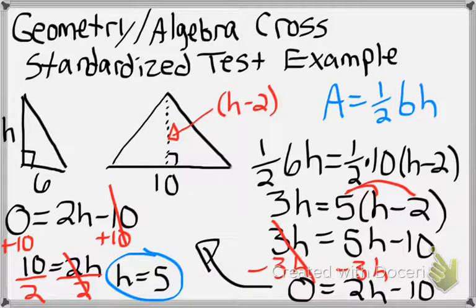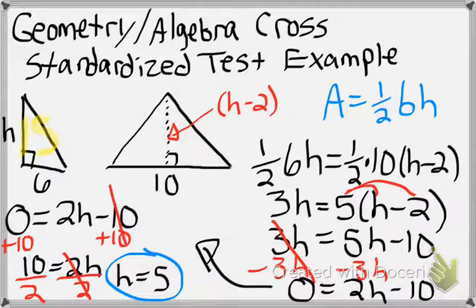We said that the area of the first triangle was half times base times height. Well, that's half times 6, and now the height we just found out is h. It's 5. So that means we have half times 6 times 5. Well, half times 6 is 3, and then 3 times 5 is 15. So the area of that left triangle is 15.